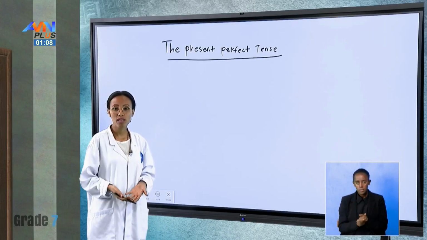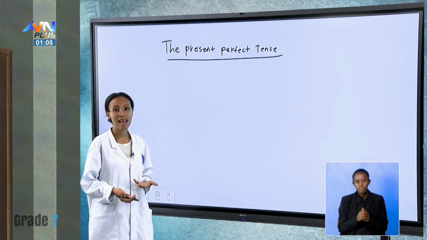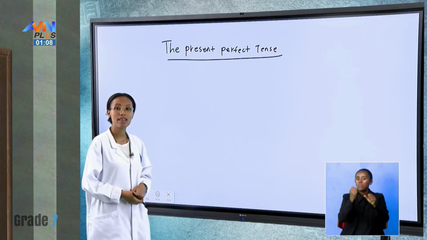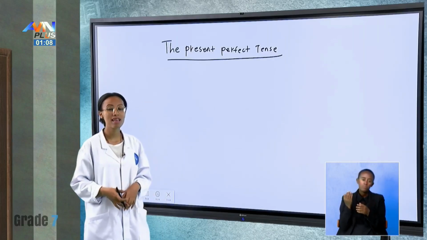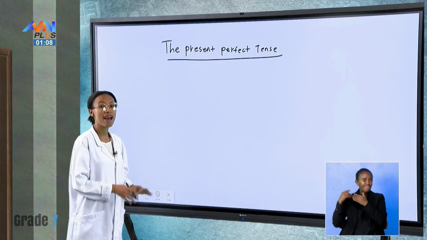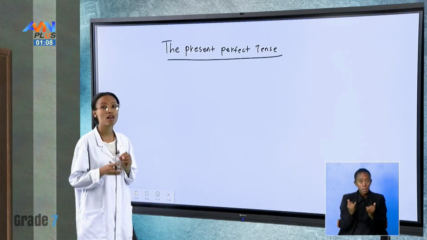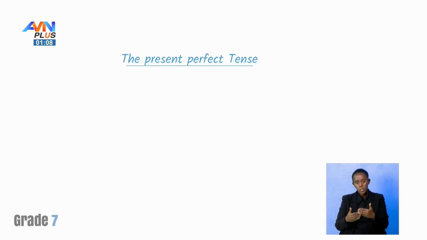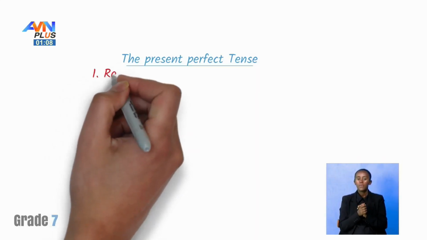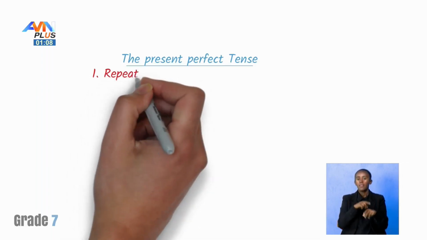So what did we say is the present perfect tense? The present perfect tense is a tense that shows an action that started in the past and still continues to this present, or an action that started or completed in the past but has a consequence to the present time. For example, we said there are 3 main ways of using the present perfect tense. The first one is what?